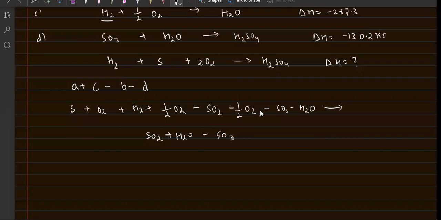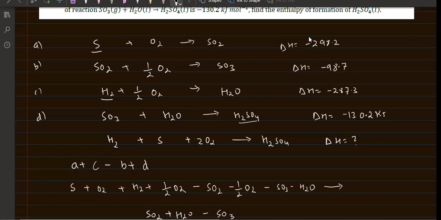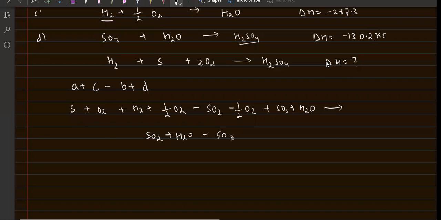Wait everyone, there's some error, I guess. We should have H2O on the product side, right? And SO3 is already cancelled. So it will be plus D, it won't be minus D. Because SO3 is already cancelled, and H2SO4 should be on the product side. So let's add this first.